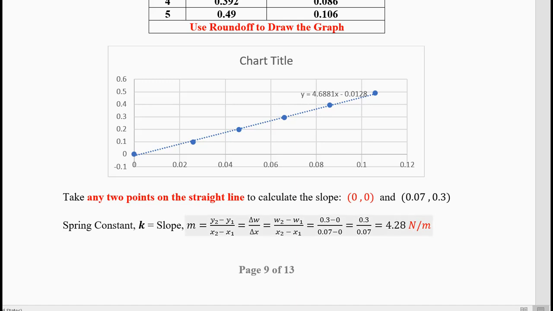So slope is delta W by delta X. W2 minus W1 divided by X2 minus X1. 0.3 minus 0 divided by 0.07 minus 0. 0.3 divided by 0.07. It is 4.2857. Do not write many numbers here. It is 4.2857142857, repeating again and again. Just stop at 4.28 newtons per meter.